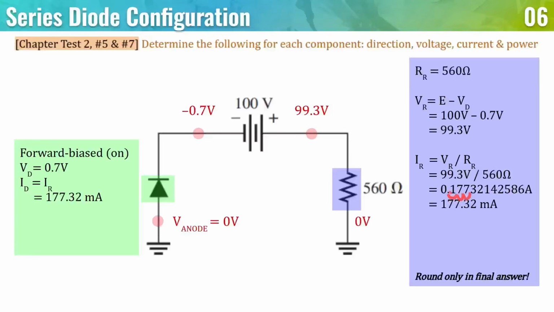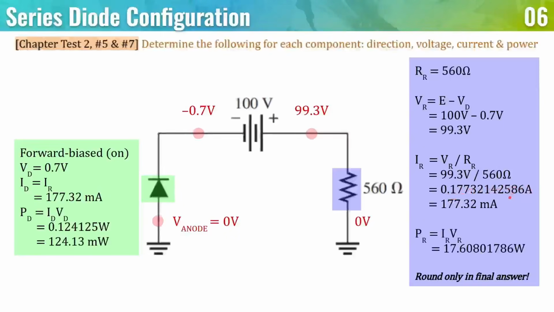So 177.32 milliamperes. Similarly, for power, we have P is equal to IV. So we multiply this and this together, and then we get 17.61 watts.